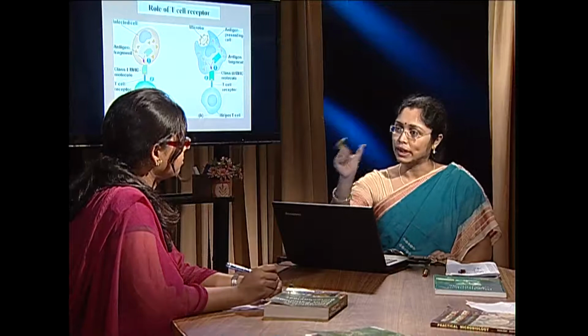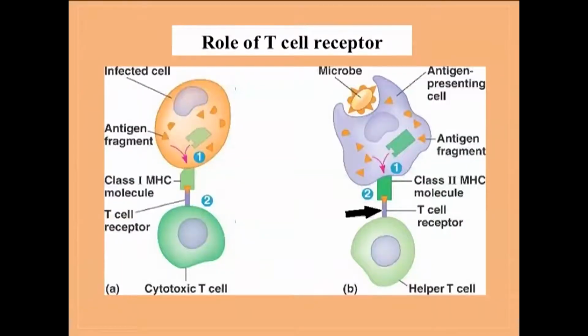Now, the receptors present on the surface of a T helper cell recognize foreign peptide presented by class 2 MHC molecules, whereas receptors present on a T cytotoxic cell recognize non-self or altered self peptide presented by class 1 MHC molecules on any nucleated cell.